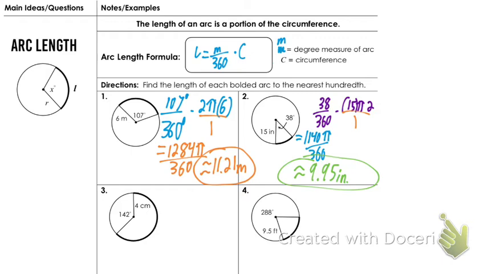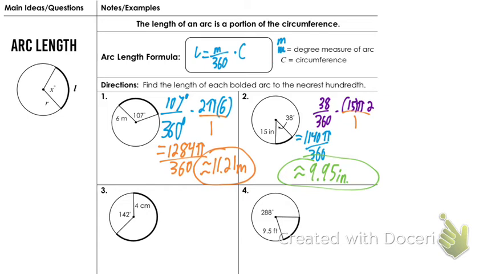One thing, we didn't want the entire circumference, we just wanted a portion of it. 9.95 inches. Okay. Questions on that? Okay. Number 3, can somebody help me set this one up?